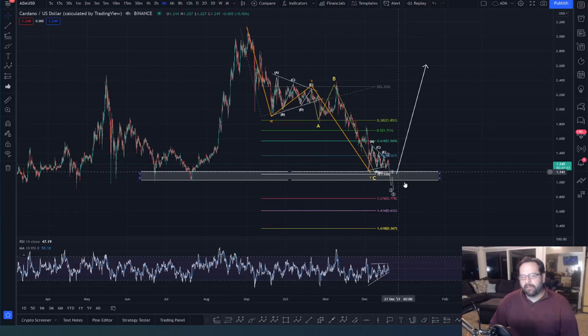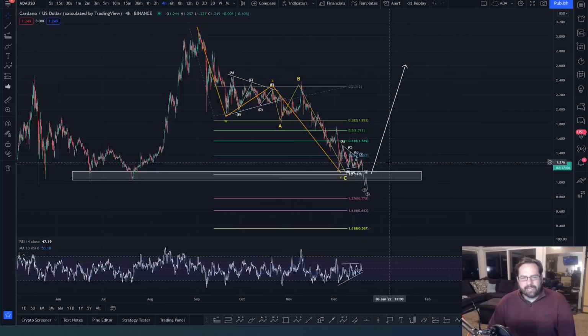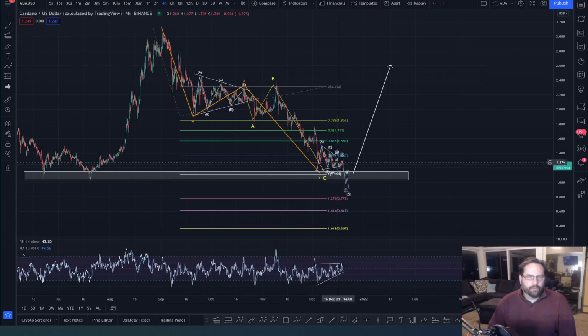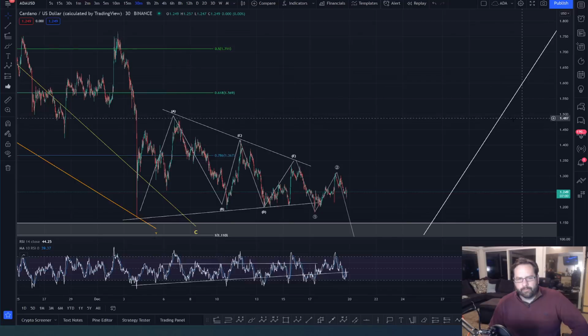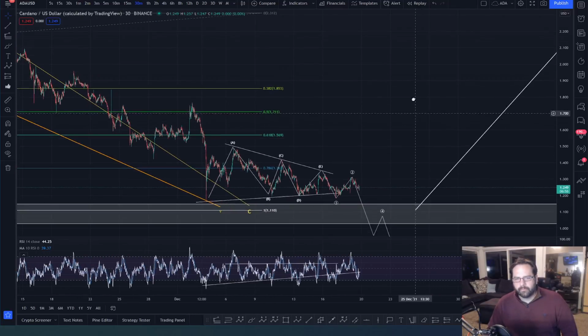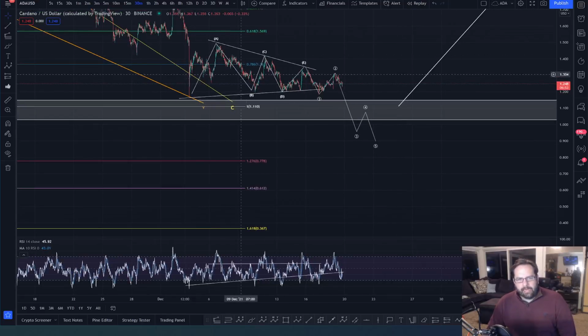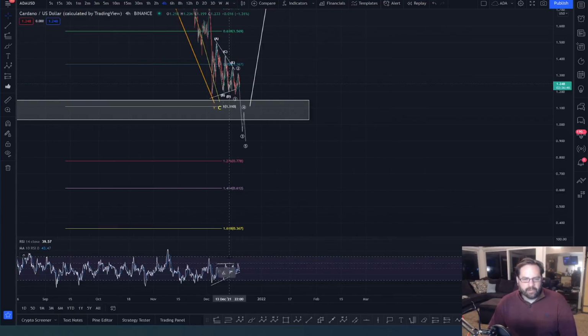When I pull my fibs here, I've got a target zone of the 1-to-1 extension right here at $1.10. But I also have the 127 extension down here at 77 cents. And so what you'll see here is that I'm seeing this triangle as a fourth wave. If I zoom in on that price action a little bit, we can look at it more carefully. You've got an A, B, C, D, E. It's a beautiful triangle.